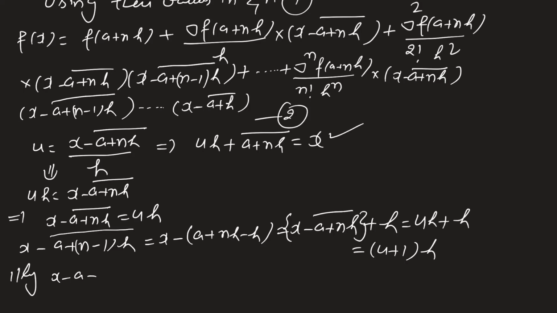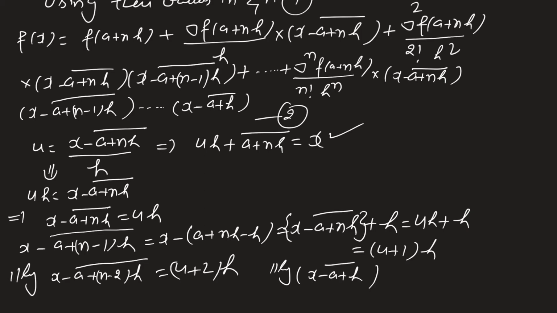So it will be x minus a plus n minus 2. You can easily calculate. So this will be n minus 2 h. This will be u plus 2 h. Okay, done. And similarly, the last value x minus a plus h. Instead of generalization I will show you the last value, how we will calculate it. This will be x minus a minus h.